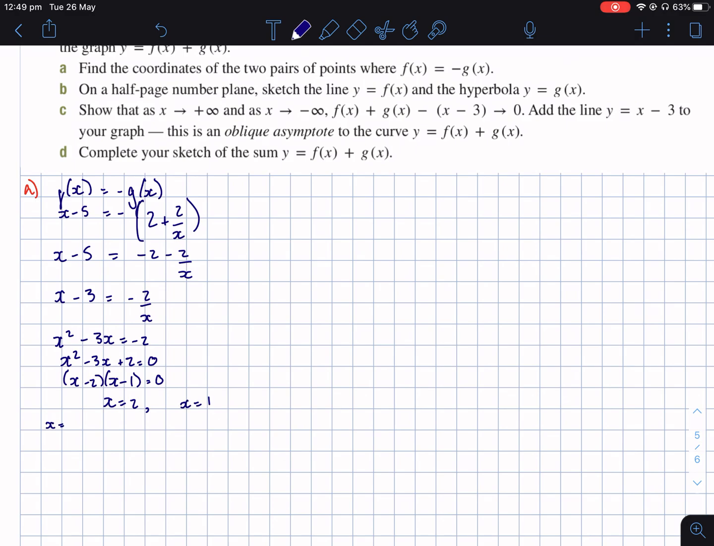When x equals 2, y equals, I'm going to sub it into either of the equations, but f of x is obviously easier because I've got 2 take 5, which is negative 3. So the first coordinate is 2 comma negative 3. X equals 1, y equals 1 take 5, which is negative 4. So the next coordinate is 1, negative 4. So these are my two coordinates.